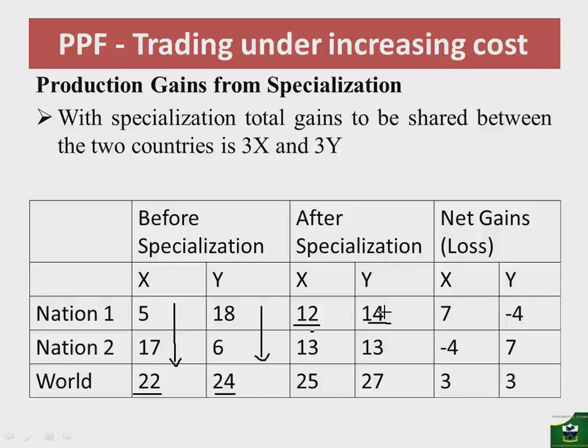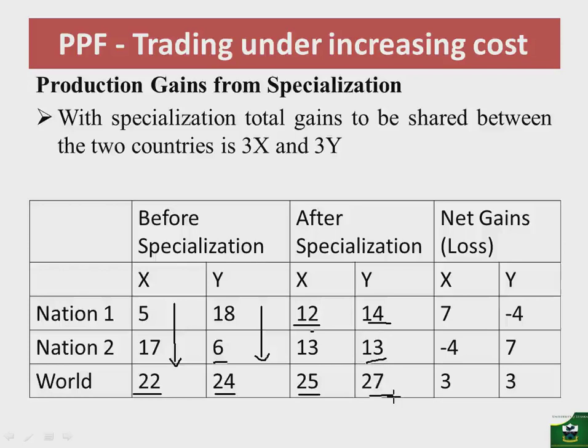Nation 2 produces 13 units of X and 13 units of Y after specialization. And again here we see that more of Y has been produced by Nation 2 and less of X because of comparative advantage. And therefore the world production for X will be 25 and for Y will be 27, which is simply the sum of 12 plus 13, which gives us 25, and 14 plus 13, which gives us 27.